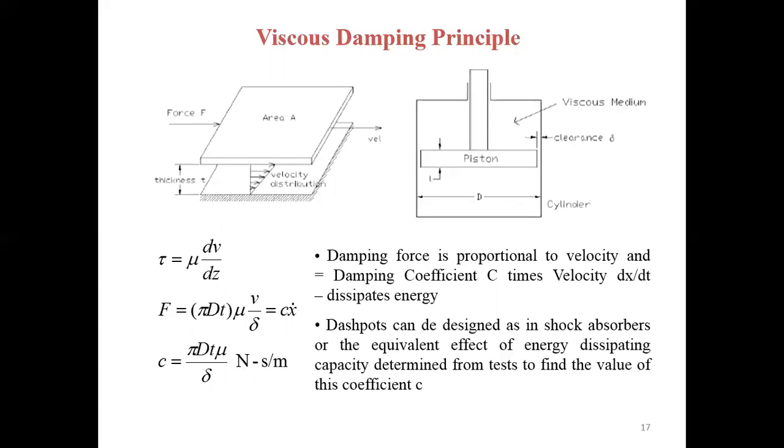A dashpot can be designed like a shock absorber, or its equivalent energy dissipating capacity determined from a test, to find the value of this coefficient C. Tau is equal to mu dV by dz, and the force produced is equal to pi d t mu v by delta, which is C times x dot. So C, the damping coefficient for viscous damping, is pi d t mu divided by delta.